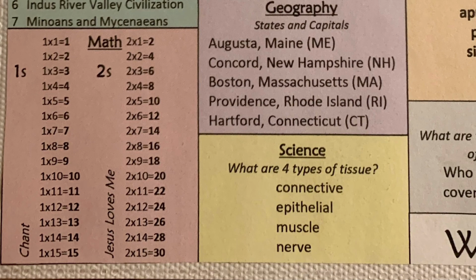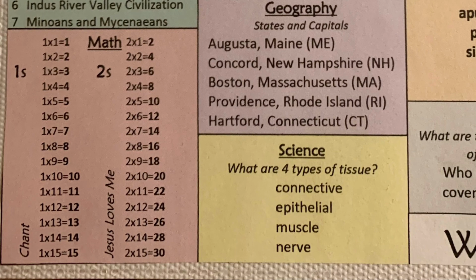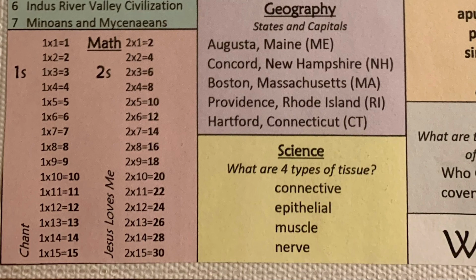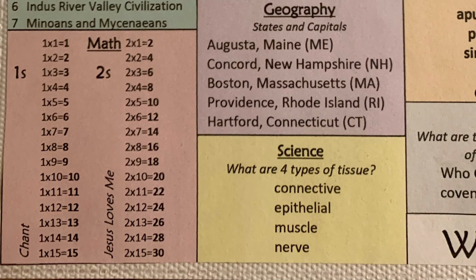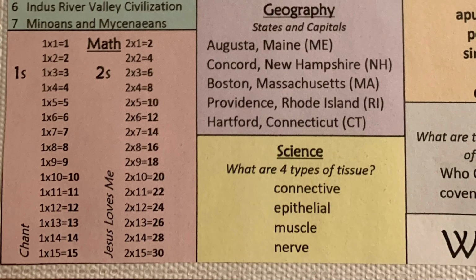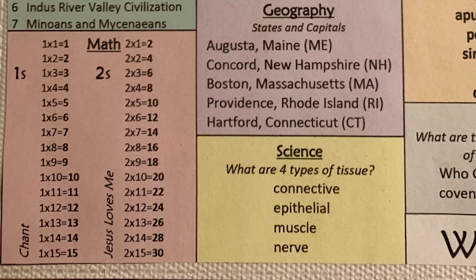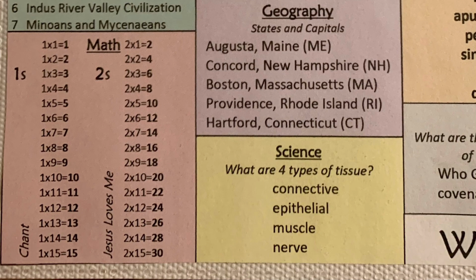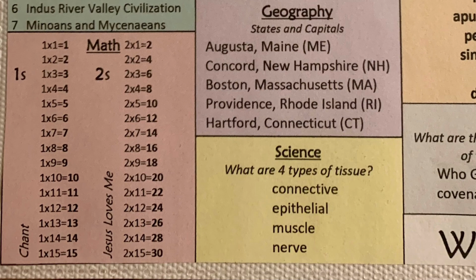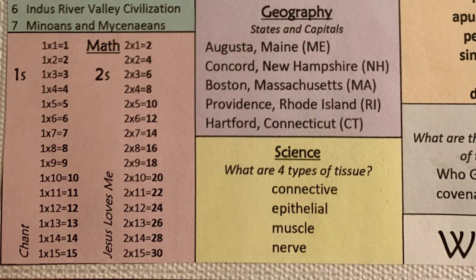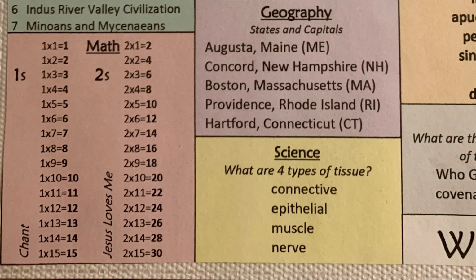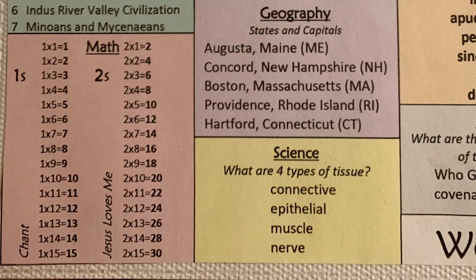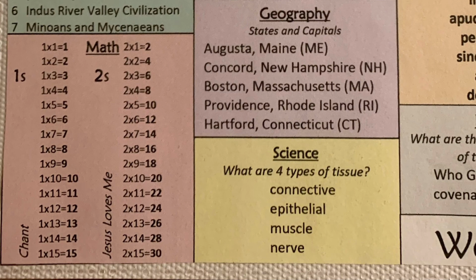2 times 1 is 2. 2 times 2 is 4. 2 times 3 is 6. 2 times 4 is 8. 2 times 5 is 10. 2 times 6 is 12. 2 times 7 is 14. 2 times 8 is 16. 2 times 9 is 18. 2 times 10 is 20. 2 times 11 is 22. 2 times 12 is 24. 2 times 13 is 26. 2 times 14 is 28. 2 times 15 is 30.